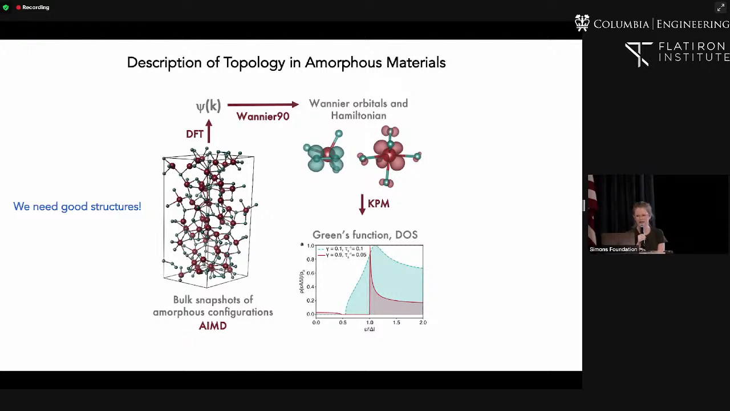The way we deal with that is actually using kernel polynomial methods, which is a sampling technique for these huge matrices that we've generated. And then we can do things like calculate spectral functions. Okay, but first thing, we need good structures. And we use ab initio molecular dynamics to generate these structures.